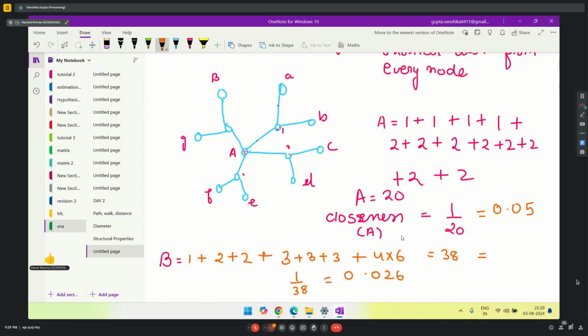Because the closeness of A is higher, that is why time to reach A is faster as compared to time to reach B. Can you repeat this last point again? Because closeness of A is higher than B, therefore the time to reach A is faster than the time to reach B. So any doubt regarding centrality or closeness?